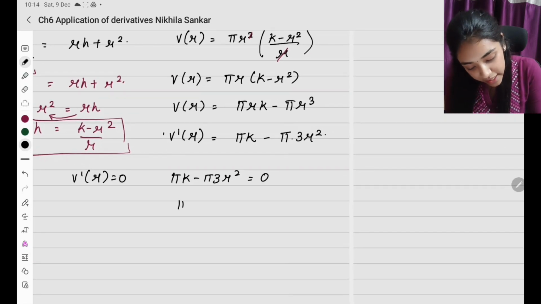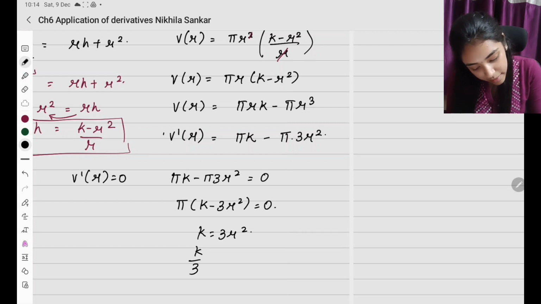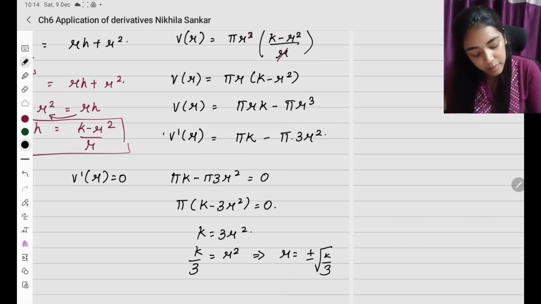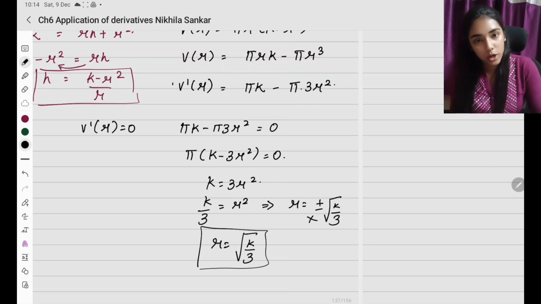From this I can take the pi outside. So I have k minus 3r square equals 0. I have k equals 3r square. K by 3 equals r square. So from this I have r equals plus or minus root of k divided by 3. Radius cannot be negative, so rejecting the negative value, I have r equals square root of k divided by 3. So I have found out what my radius is.